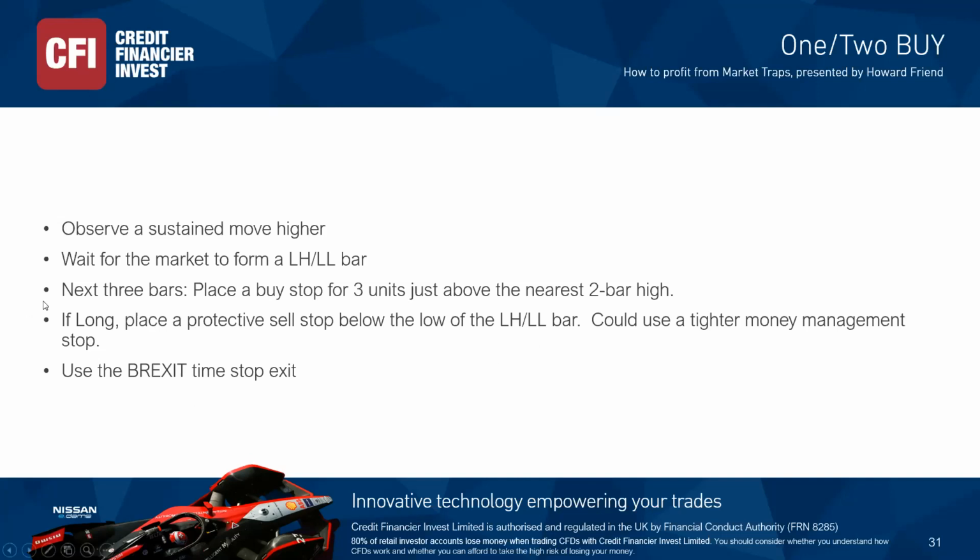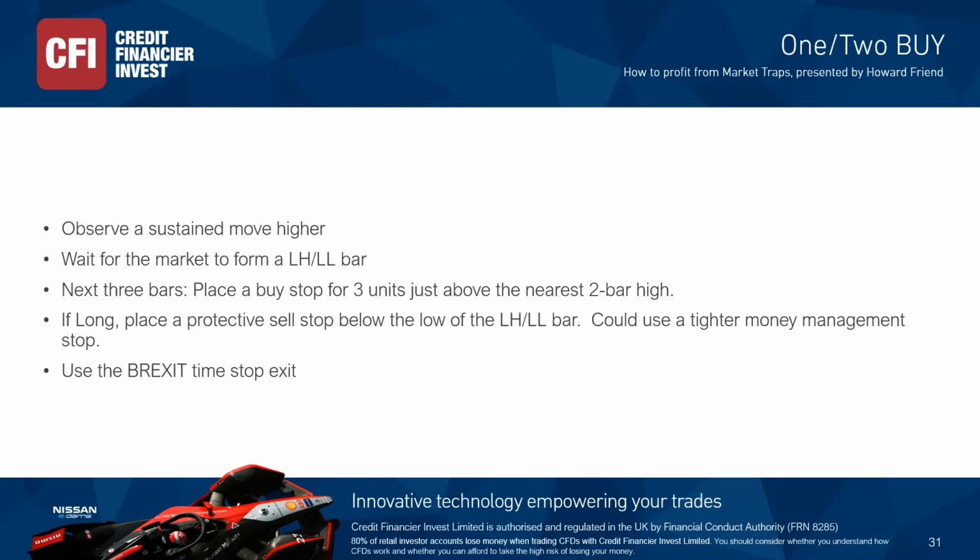Now you'll notice I put next 3 bars in here. Typically, the best ones tend to occur after 1 or 2 bars. Sometimes the 3-bar can work as well. I like to give it 3 bars just to catch all of them if I can. So what I'm doing is identifying the break to the downside, and I'm putting a buy stop for 3 units just above the nearest 2-bar high. And that is my entry trigger for the long trade.